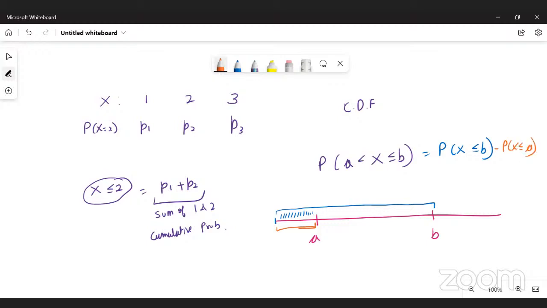So having CDF helps you compute probabilities very easily within a range. CDF is nothing but just a summing of all the probabilities up to that value.